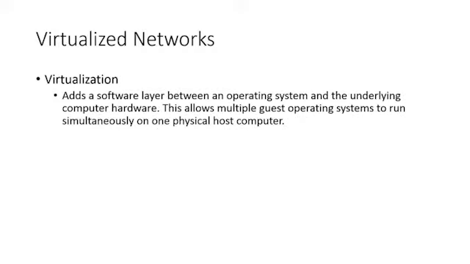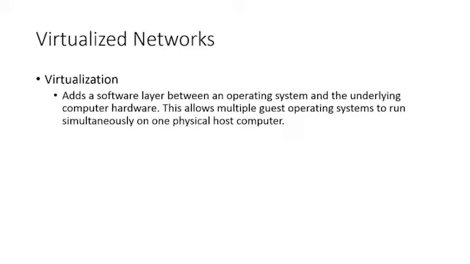Now, what about that virtualization? I mentioned that earlier. We can have virtualized networks. We can have virtualized desktops. We talked earlier about virtual applications. We can have virtual computers. So virtualization adds a software layer between an operating system and the underlying computer hardware. That's one way of looking at virtualization. So I could have, say, a Windows 7 machine and run some type of virtualization software on top of that operating system that helps it communicate with the hardware. So we can have multiple guest operating systems running simultaneously on one physical host computer.